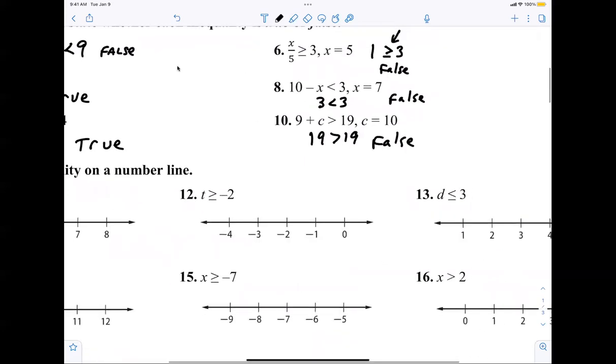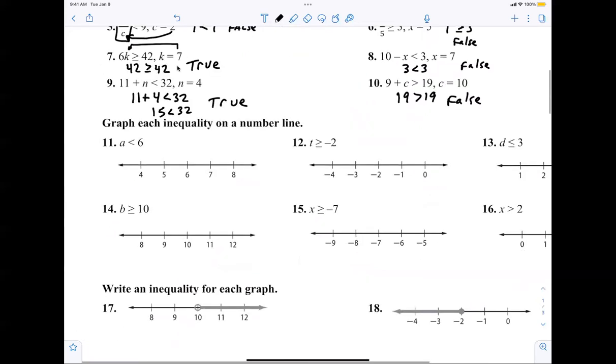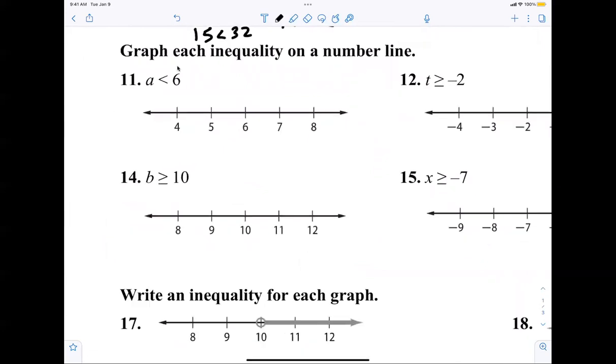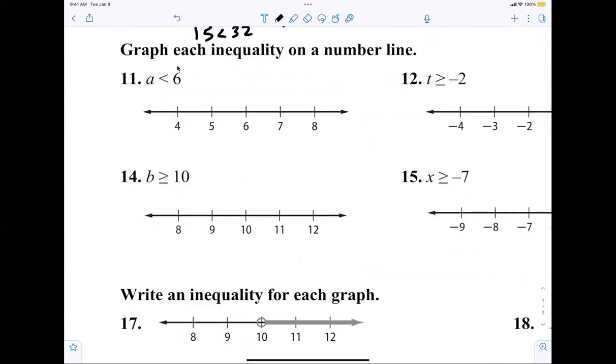All right, so Max. Now, I want to show everybody this. I want everybody to hear me. Listen to what I'm saying. Then I'm going to ask Nora after I ask Max. Max, what's the first number less than 6? 5. Nora, what's the first number less than 6?